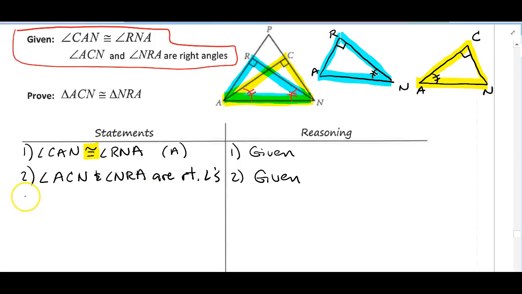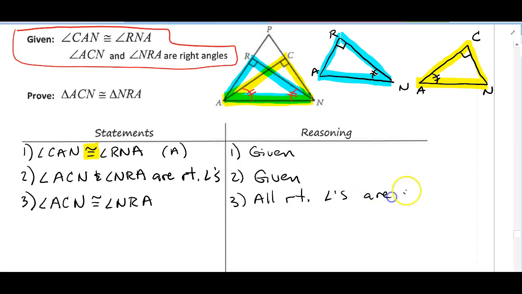So step 3, anytime I see that I have right angles, I like that because we know that all right angles are congruent. So I can say that angle ACN is congruent to angle NRA, and the reason is because all right angles are congruent. Alright, so we already have those marked in the picture, so that gives us another pair of angles.